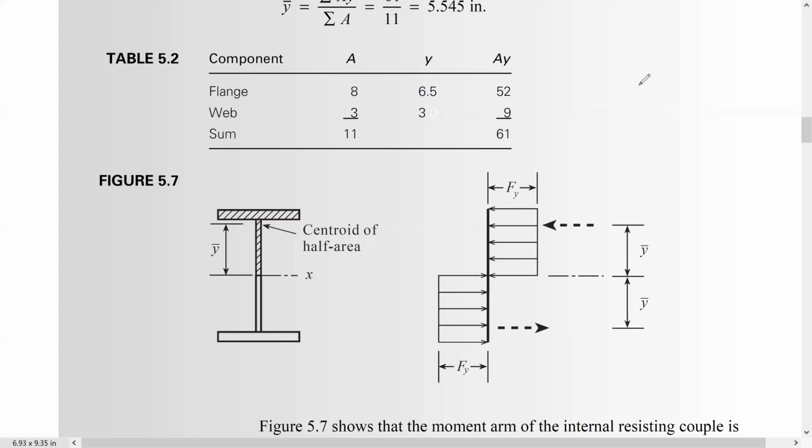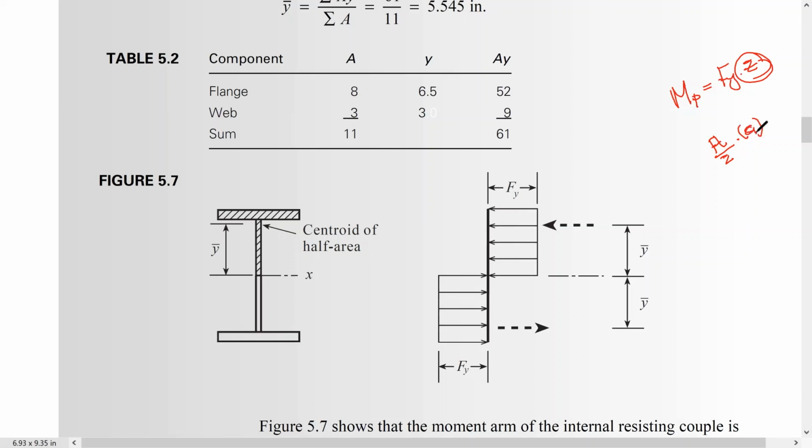Okay guys, to calculate the plastic moment, M sub P is equal to Fy times Z. And Z here is the plastic section modulus. How to calculate Z? Z is equal to A, the cross-sectional area of the cross-section, divided by 2, because this is a compression or tension area, times a.